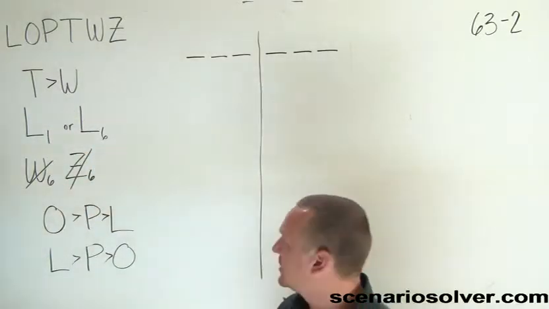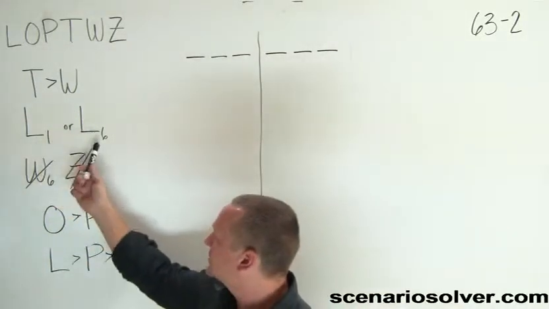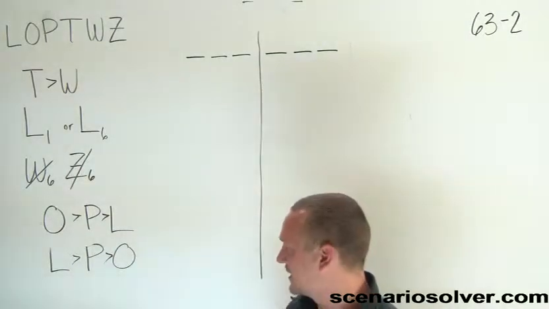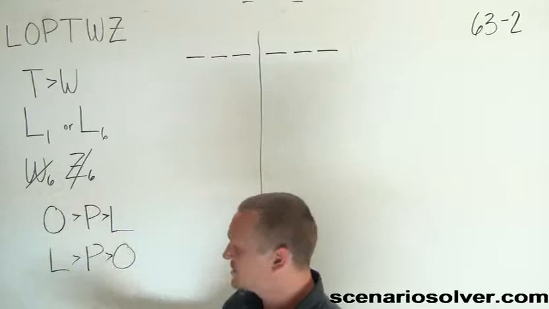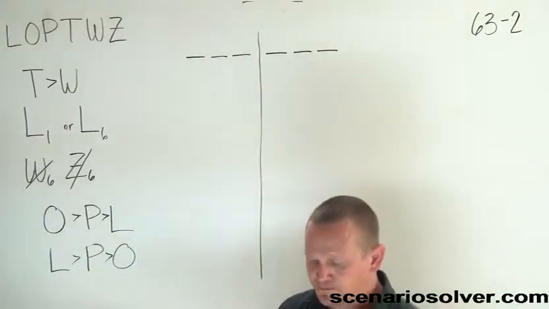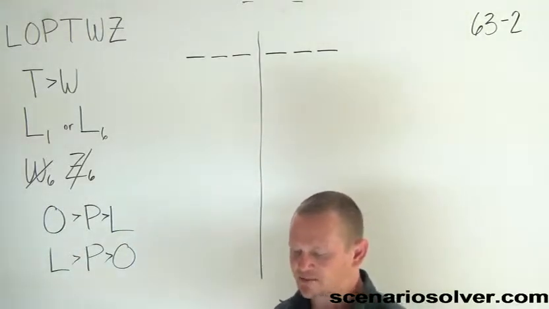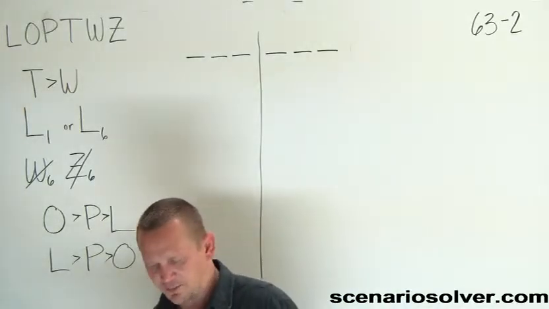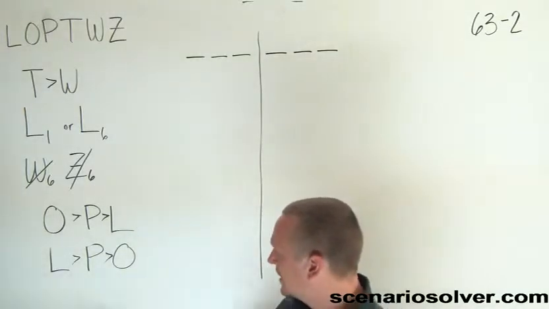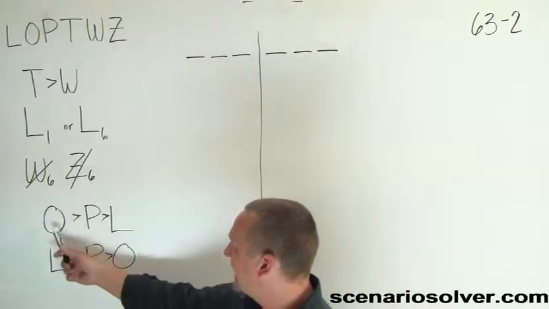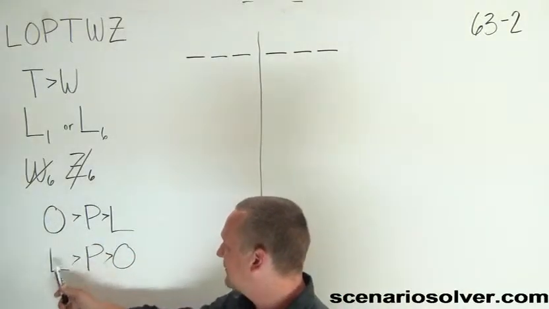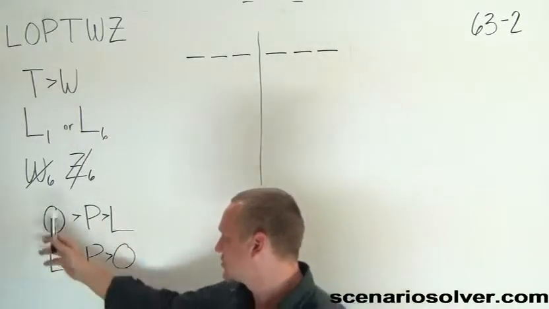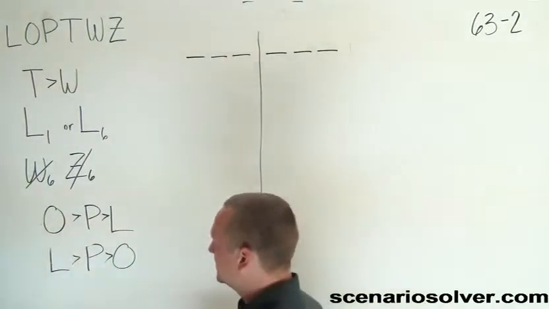L dives from the plane either first or last. L is first or L is last. Neither W nor Z dives from the plane last. So W and Z cannot occur last. P dives from the plane at some time after either O or L, but not both. So we have P diving after O here and P diving after L here, and it can't be both, so we create this string. So it's one or the other of these.